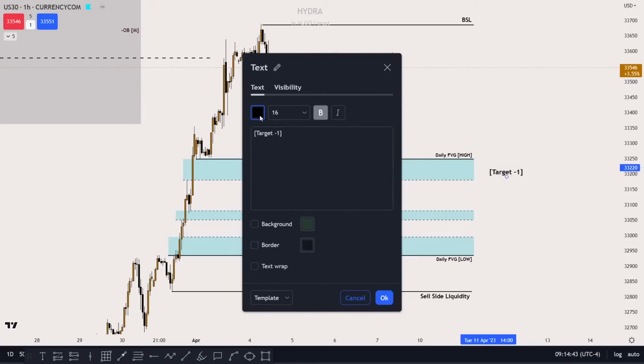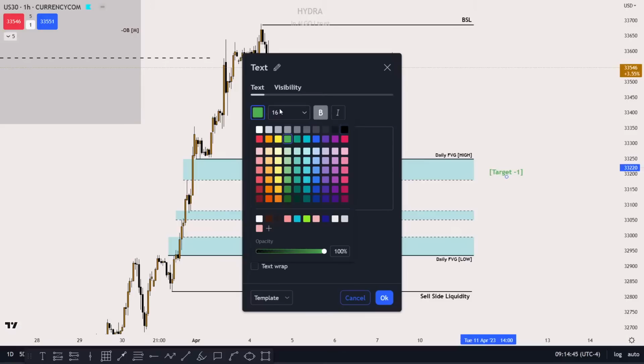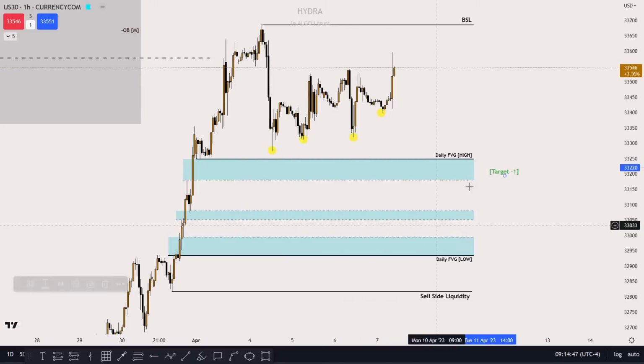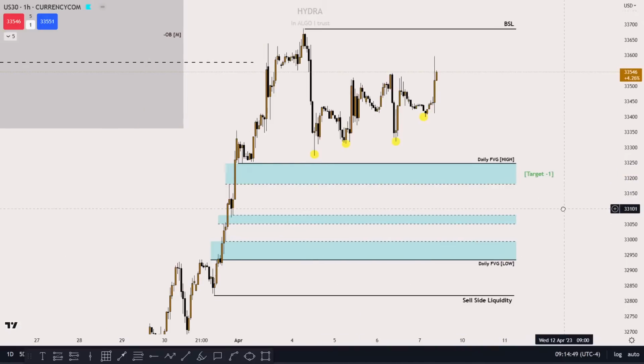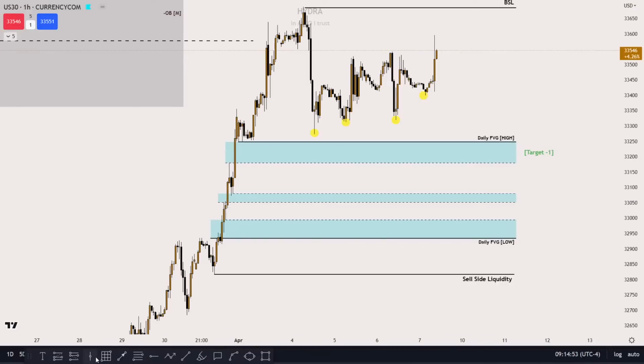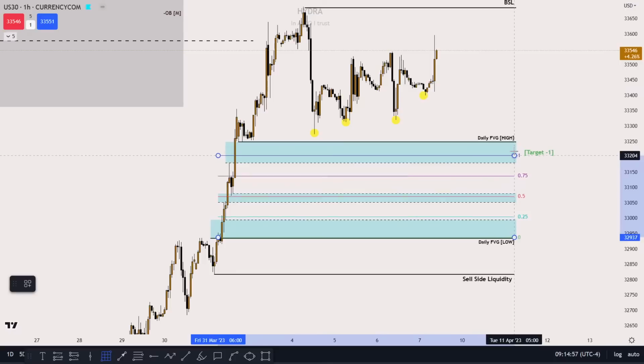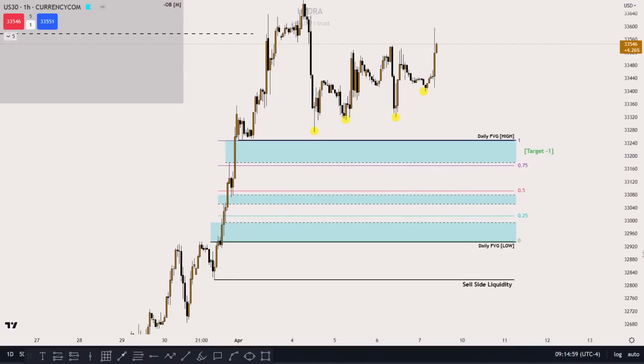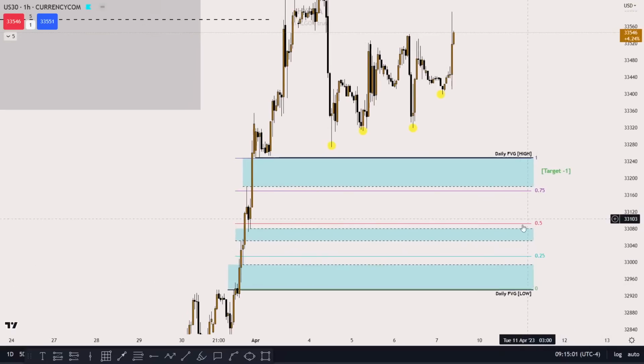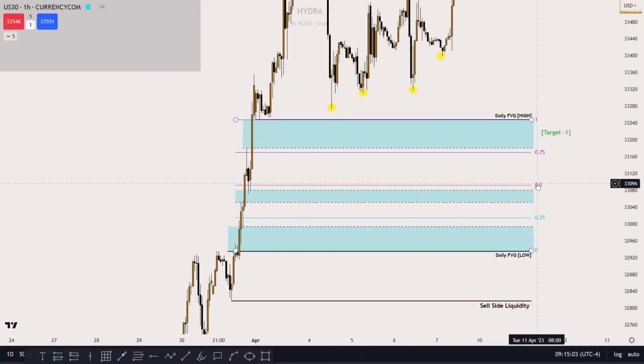Target one, right? And if that's our daily fair value gap, right? If I measure the daily fair value gap from the low of it to the high of it, what do you see? Where is our midway? This is our midway, right?